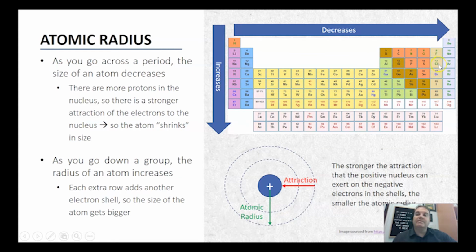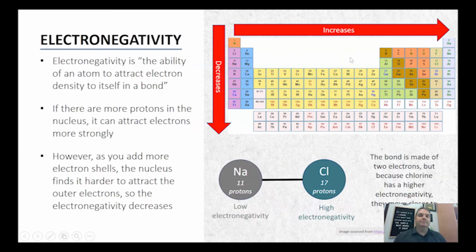So chlorine here has 17 protons in the nucleus, sodium has 11. So more protons in the nucleus can pull those electrons in closer, so chlorine has a smaller atomic radius. That's why it decreases across a period. As you go down a group, atomic radius increases, and that should make sense because every time you go down, you're going from 1 electron shell to 2 electron shells to 3, 4, all the way down to francium. By this stage you've got 7 electron shells, so it's much bigger than if you only had 2 electron shells. So atomic radius increases down a group, decreases across a period.